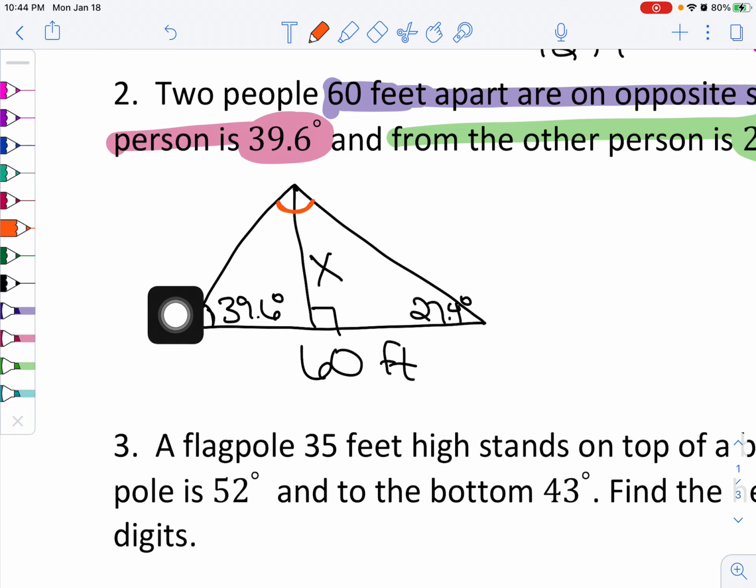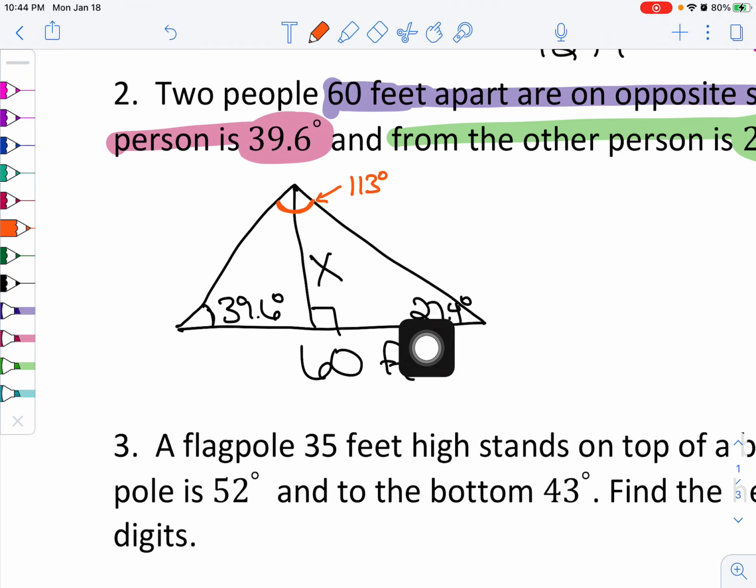And then I can use either of the two little triangles and figure out what that height is, or that hypotenuse is, to use it to find x. So let's start by finding out that orange angle I marked. So let's see, 180 minus 39.6 minus 27.4. Whoops, put the wrong thing in my calculator. All right, so this angle right here is 113 degrees.